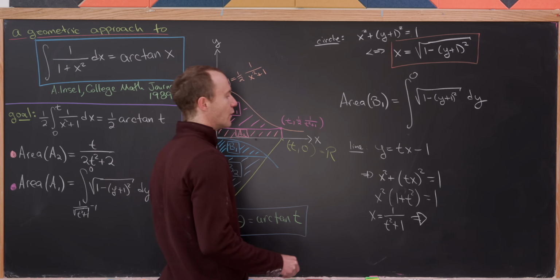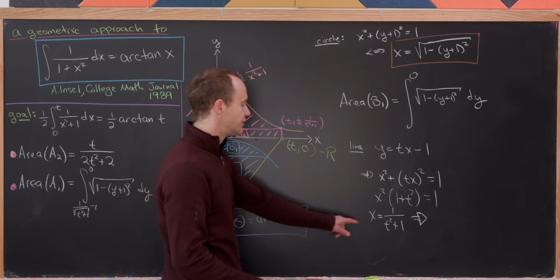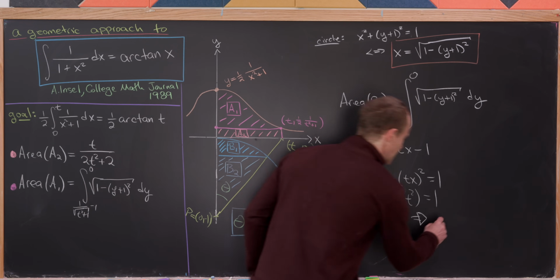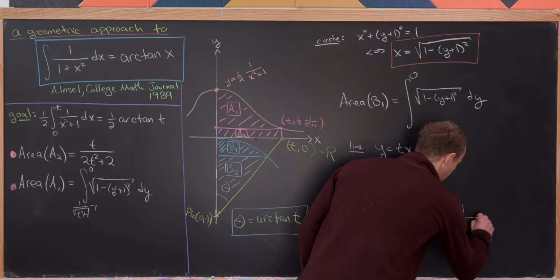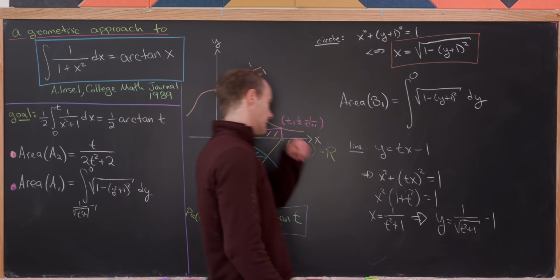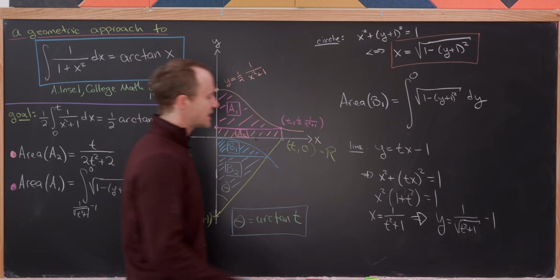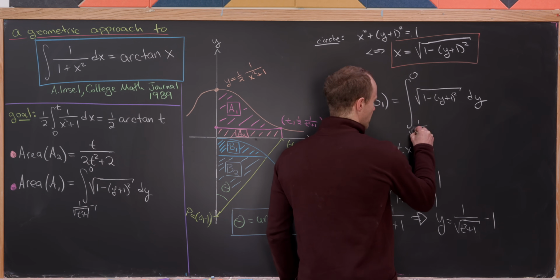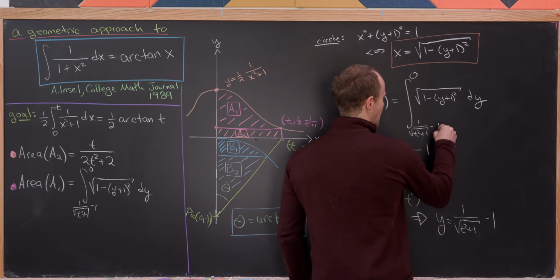But of course, we want the y value here. So you can easily calculate the y value by plugging this in for x right here. And we'll have y equal 1 over the square root of t squared plus 1 minus 1. Okay, so that means we can put this up here for our lower bound. So 1 over radical t squared plus 1 minus 1.